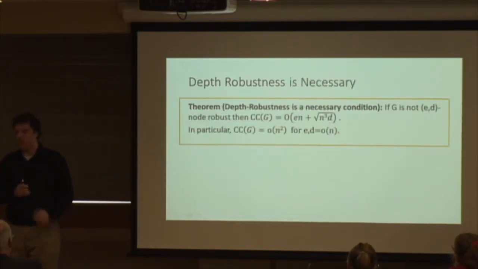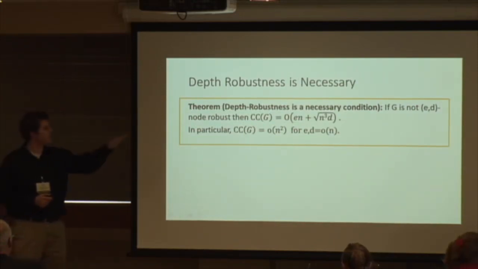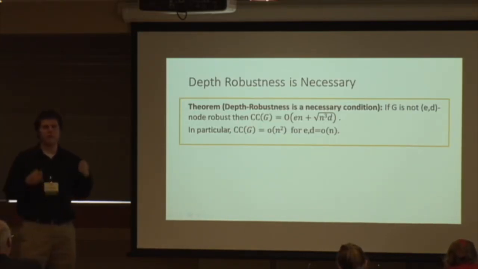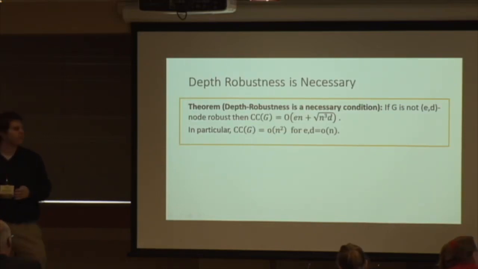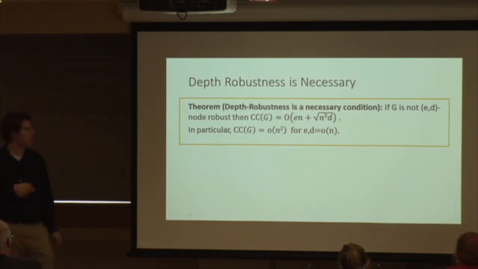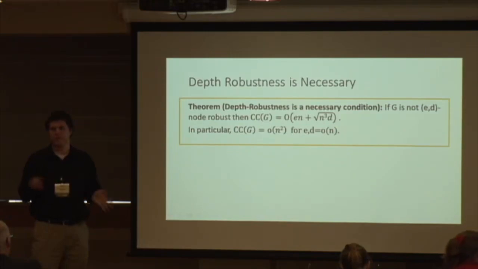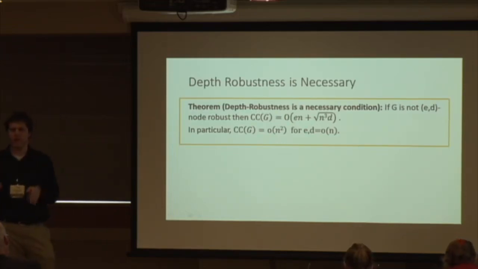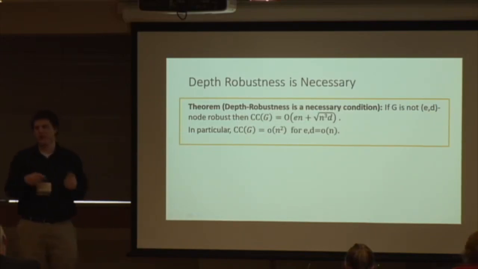So the first theorem that we've managed to prove is that depth robustness is a necessary condition for a secure memory hard function. In particular, if your memory hard function is not based on a depth robust graph, then there is an attack, and the cumulative cost of pebbling this graph is not going to be n squared. It's going to be something smaller. In particular, if it's depth reducible, and e, the number of nodes that you delete, is smaller than n, and d, the length of the longest path in the remaining graph, is smaller than n, then the cost of pebbling this graph is also going to be smaller than n squared, which is what we want.